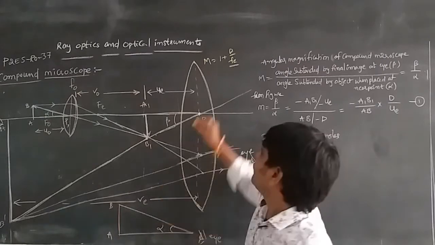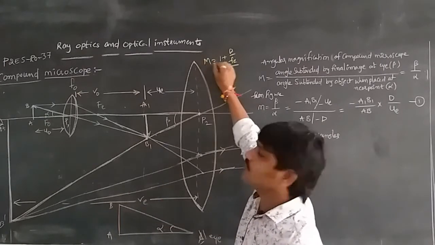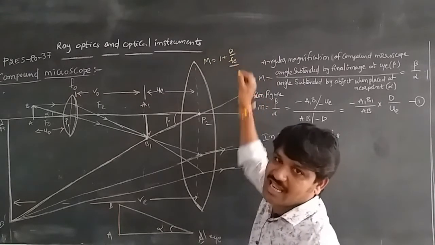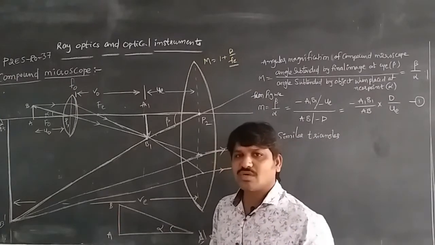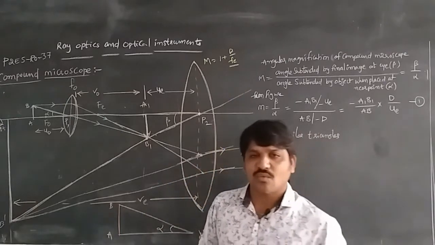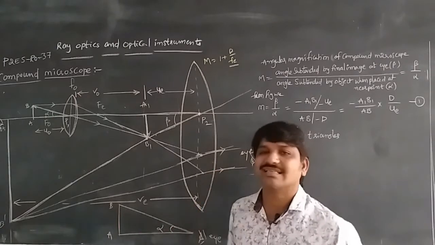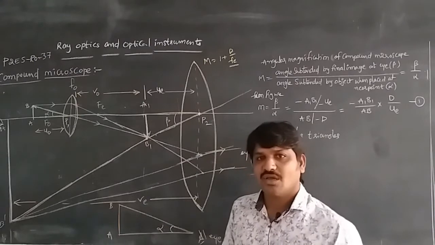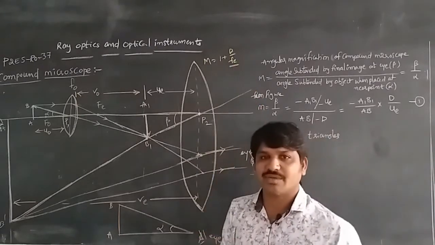That means to increase the value of the magnifying power, we can decrease the focal length of the lens. But due to constructional difficulties, we can't decrease the focal length of the lens beyond a certain limit.